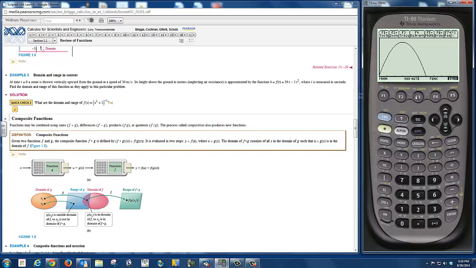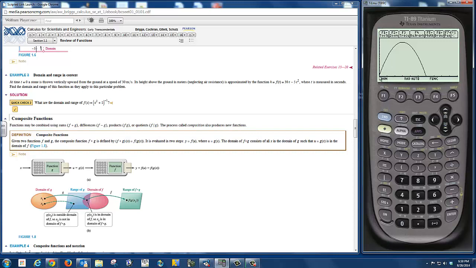Okay, 50 was good enough. So you'll notice the stone goes up, it reaches its maximum height, and then it comes down and hits the ground again. Okay. So what are the domain and range?